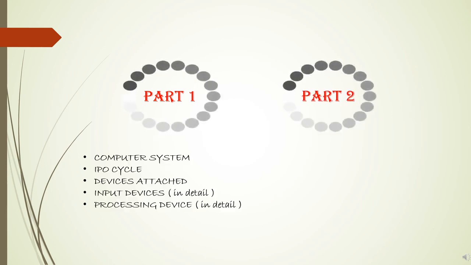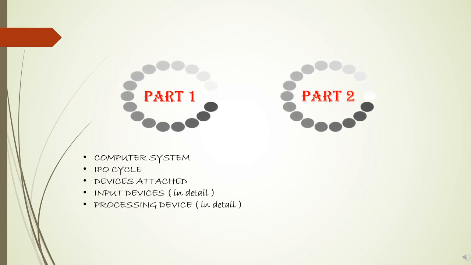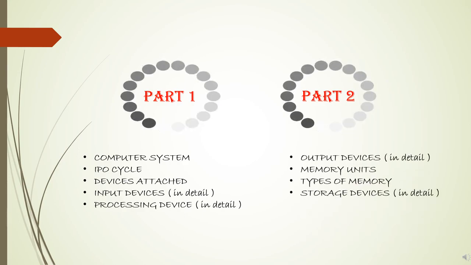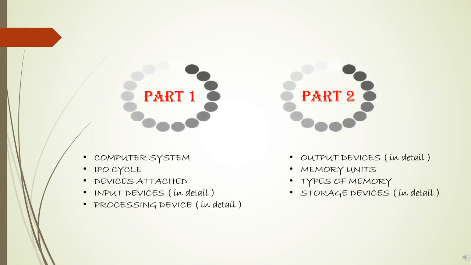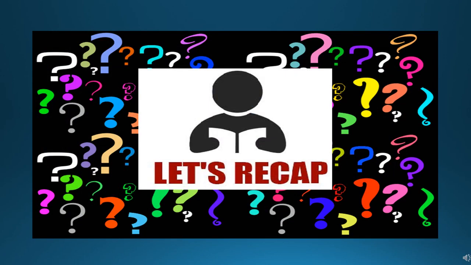Part 1 will be covering these 5 topics: computer system, IPO cycle, devices attached to the computer, input devices, and processing device. In the second part, we will be covering these 4 topics: output devices, memory units, types of memory, and storage devices. So this is part 1 that you are currently viewing. So let's start the recap.